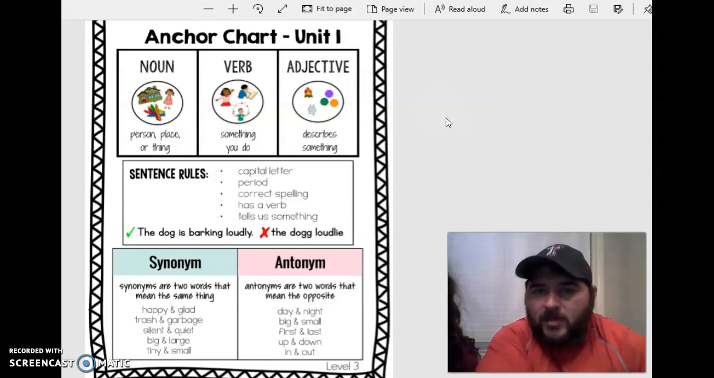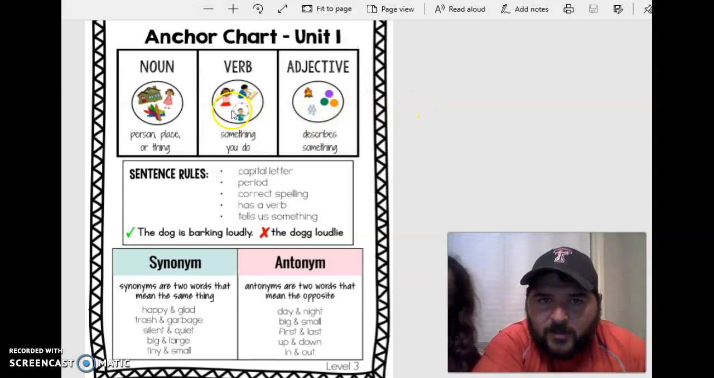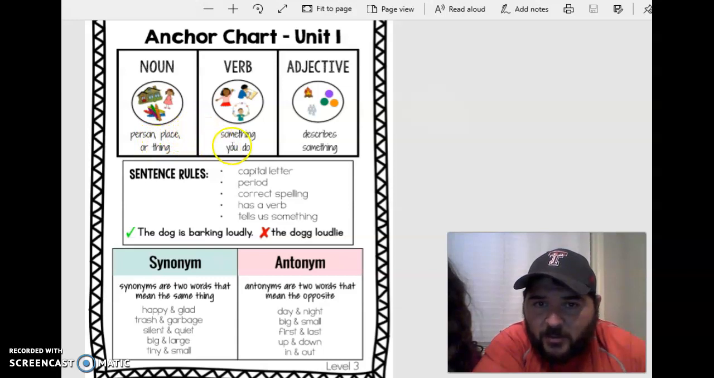So anyways, we'll look at this anchor chart for Unit 1, looking at the difference between nouns, verbs, and adjectives. A noun is a person, place, or thing. A verb is something you do, and an adjective describes something. Some basic sentence rules: start with a capital letter. Most of the sentences early on will end with a period. We're checking for correct spelling, that it has a verb, and that it tells us something.